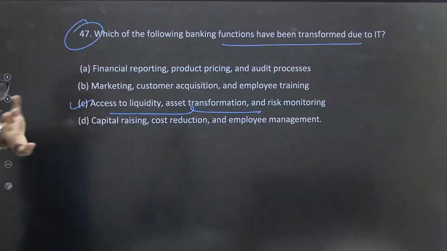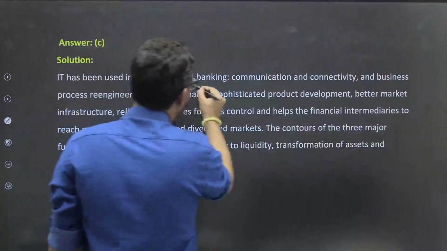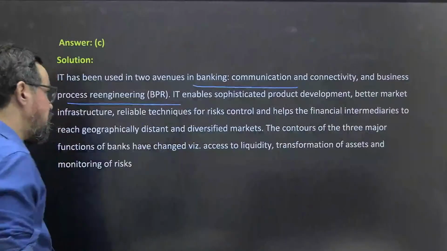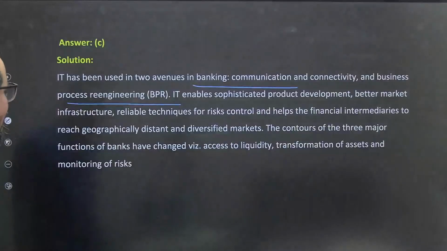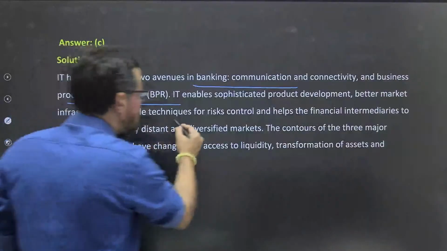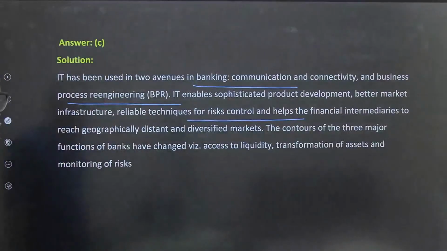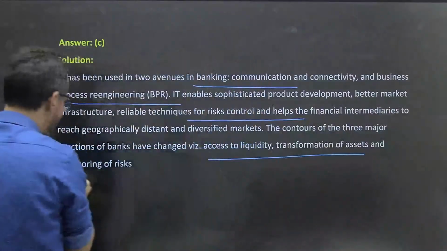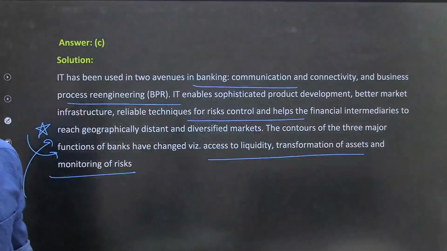Okay. That customer employee training, I guess that is okay. We'll go through it. IT has been used in two avenues: banking communication and connectivity, and business re-engineering. IT enables sophisticated product development, better market infrastructure, reliable techniques for risk control, and helps financial intermediaries reach geographically distant and diversified customers. The three major functions are liquidity, transformation of assets, and monitoring. Please do remember this statement. We missed this one, so keep it in mind. C will be the right answer.